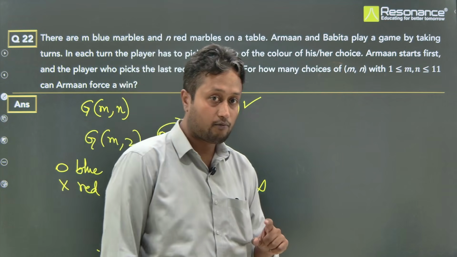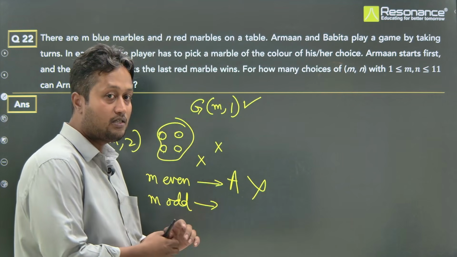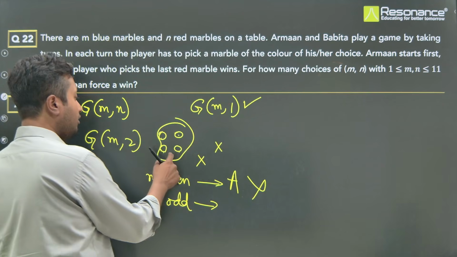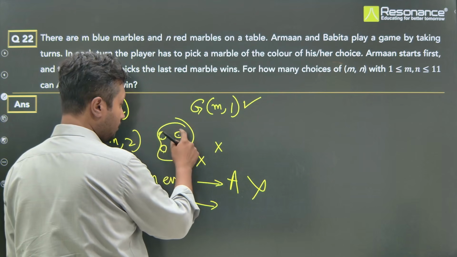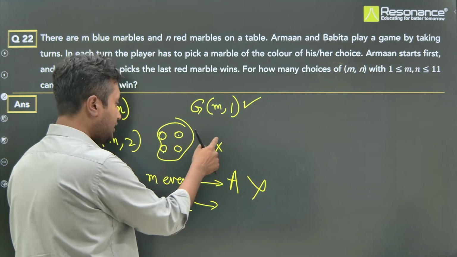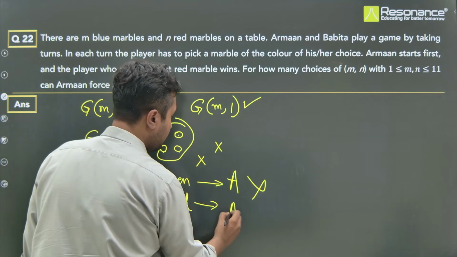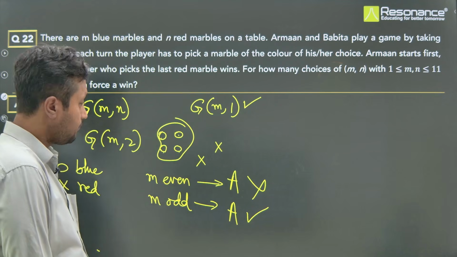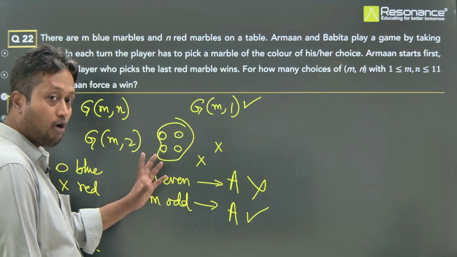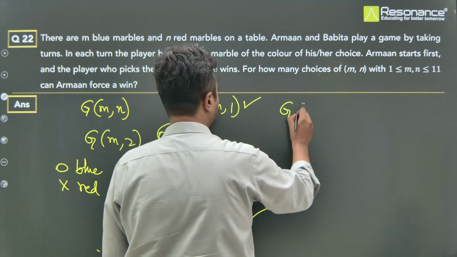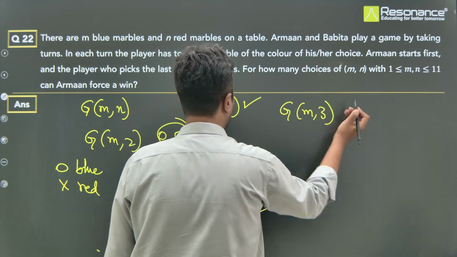there will still be one blue marble left at the very end. When they are finishing up their blue marbles, there will still be one blue marble left, and then Arman will be forced to pick that, and then Babita will be forced to pick the red marble, and then the last one, Arman wins. So this way they could keep stalling all of that. Now you can keep continuing analysis of GM3 and so on.